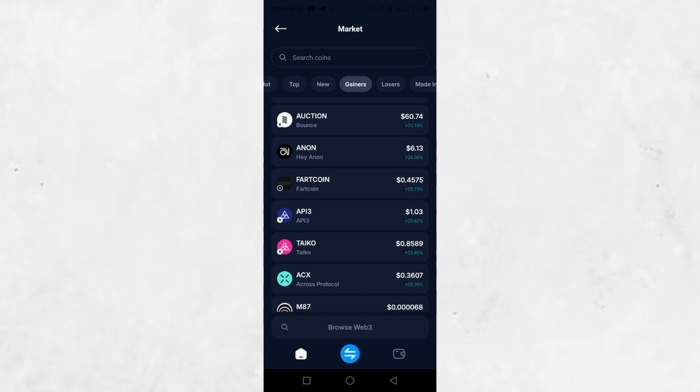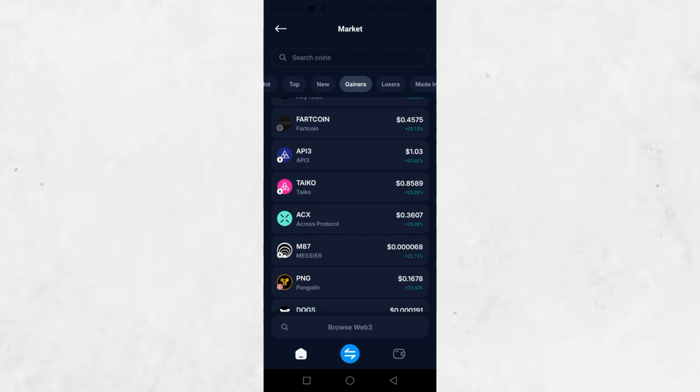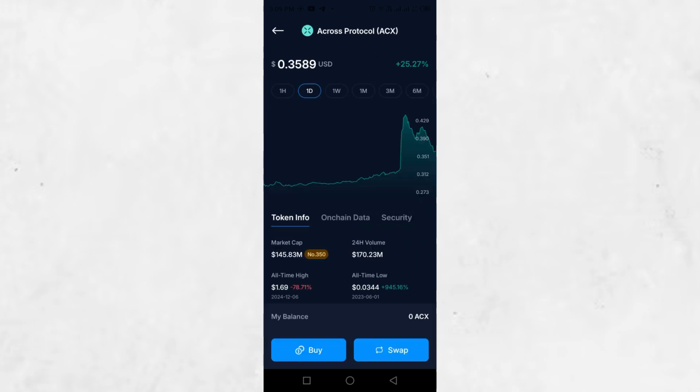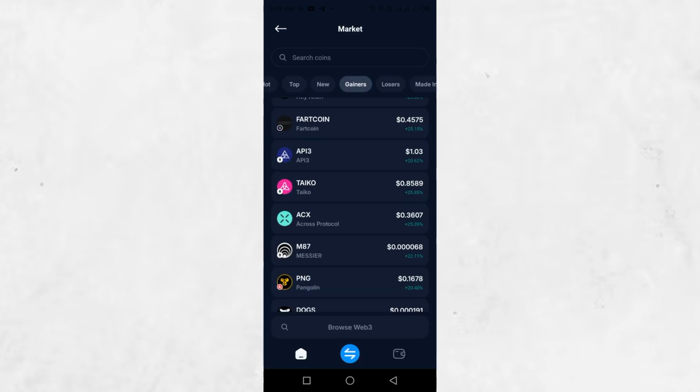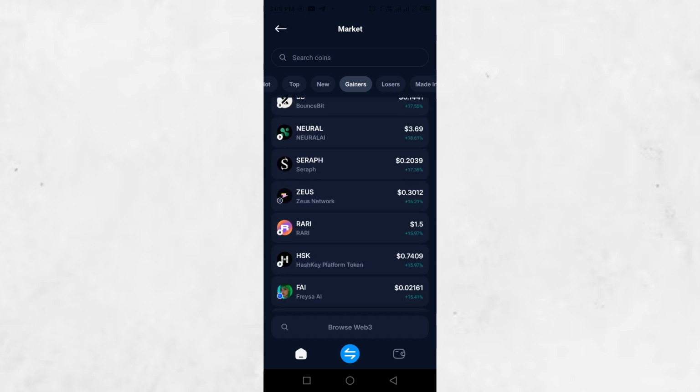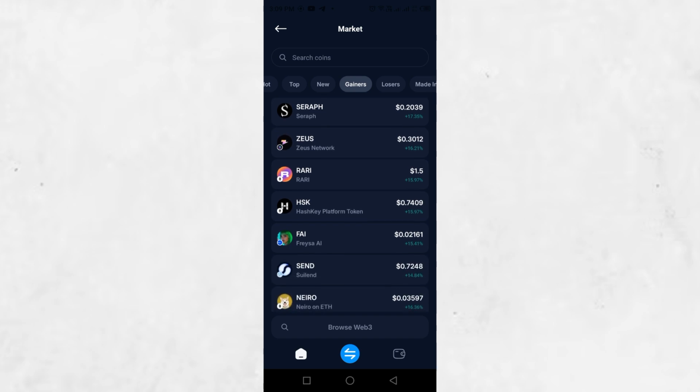This section is particularly useful for active traders looking to capitalize on price surges, as well as investors seeking insights into emerging trends. However, while high-performing assets can present profit opportunities, it's essential to conduct thorough research and risk analysis before making investment decisions based solely on short-term gains.